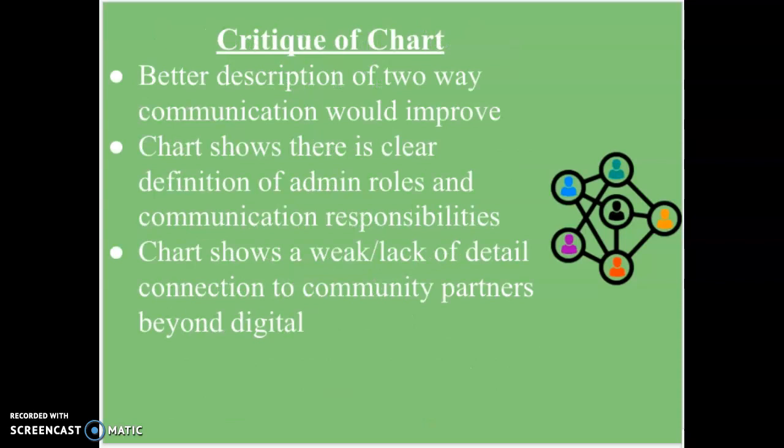To critique my chart, I think there could be a better description of two-way communication that could improve. I think the chart shows, as you'll see, a clear definition of administrative roles and communication responsibilities, particularly for internal communication, and it shows a lack of detail and connection to community partners.